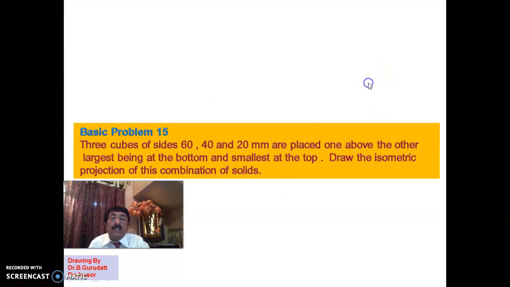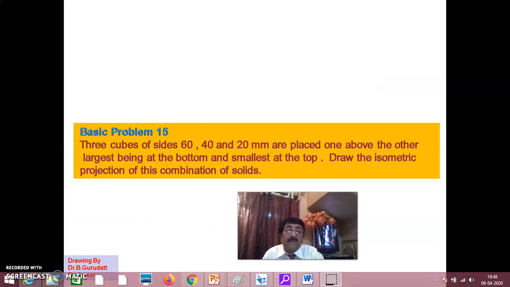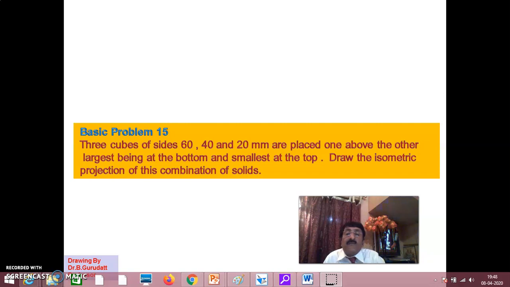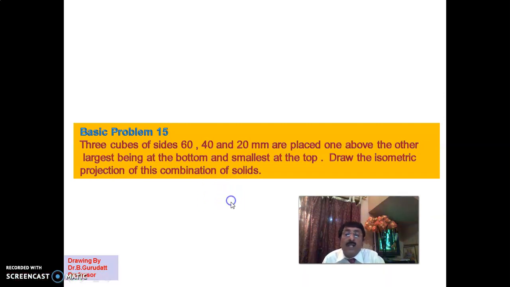Next, there is one simple problem on basics. There are three cubes of sides 60, 40, and 20 placed one above the other, largest at the bottom and smallest at the top. Draw the isometric projection of this combination of solids. Even here, isometric view or isometric projection is up to you. Once you do the actual view, finally you take a scale of 0.816 and convert it into isometric projection. Remember 60, 40, 20.